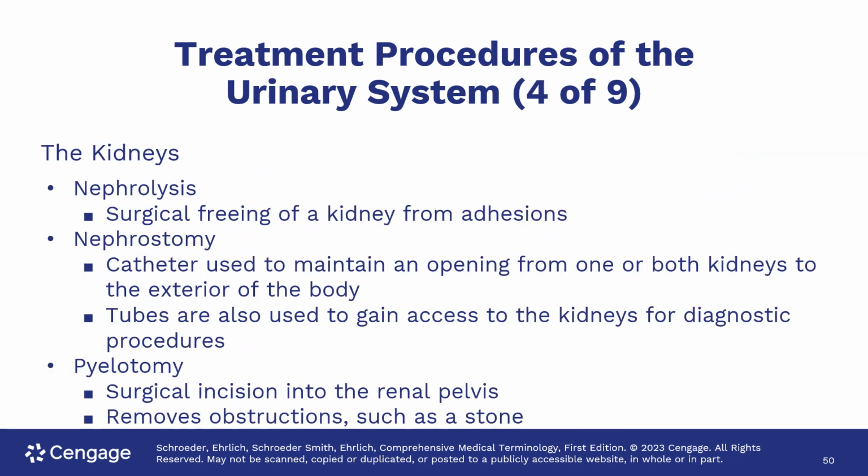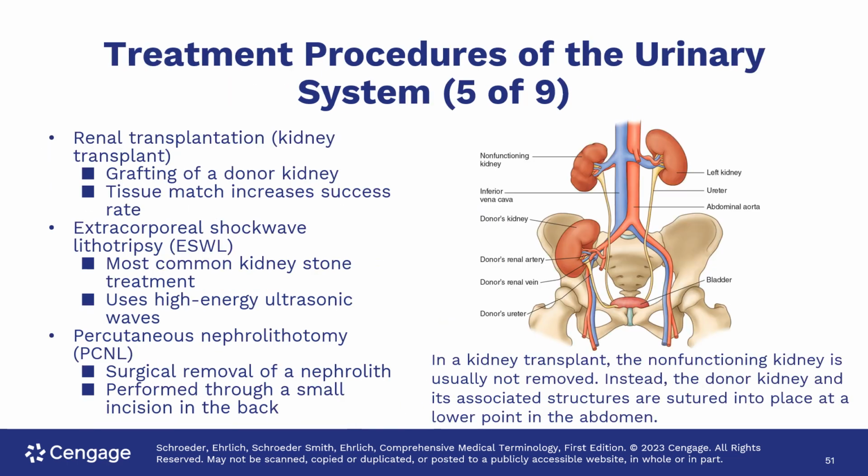Treatment of disorders of the kidneys can include nephrolysis, where scar tissue is removed from around the kidneys. Nephrostomy is where a catheter is placed to drain the kidneys to outside of the body. Pyelotomy is an incision into the renal pelvis to remove an obstruction. You can also have a transplant. Lithotripsy is use of ultrasound waves to break up urinary stones, and nephrolithotomy is a removal of a kidney stone.